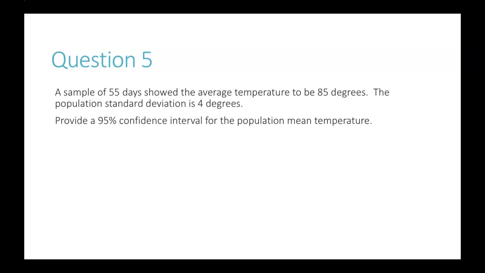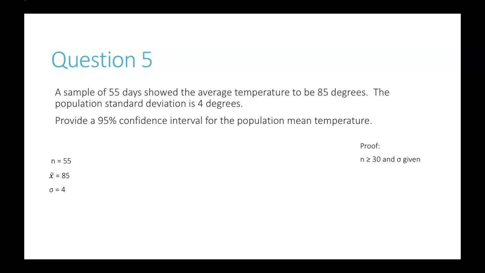So we know that our n is 55, right? n is our sample size. They tell us a sample of 55 days. So we can write down n is 55. We also know that our x bar is 85. x bar is your sample mean, and our sample showed an average of 85 degrees. So our x bar is 85. We know that our sigma is 4. So it tells us the population standard deviation is 4 degrees. So we can work on a proof here to show that it's normally distributed. So our proof is that n is greater than or equal to 30 and sigma is given.